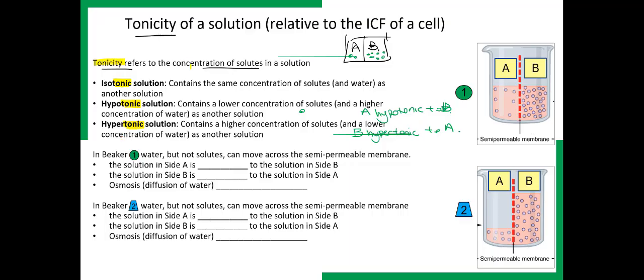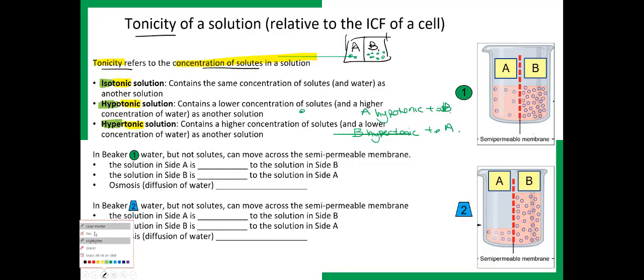As we say, tonicity refers to the concentration of a solution. Now, if you look at the prefix, the first part of the word, iso means the same. So isotonic means that the concentrations of two solutions are the same as each other. Hypo means less than. So in a hypotonic solution, one has a lower concentration of solutes than the other. And in the third term, hyper means more than. So a hypertonic solution has a greater or higher concentration of solutes than another solution.